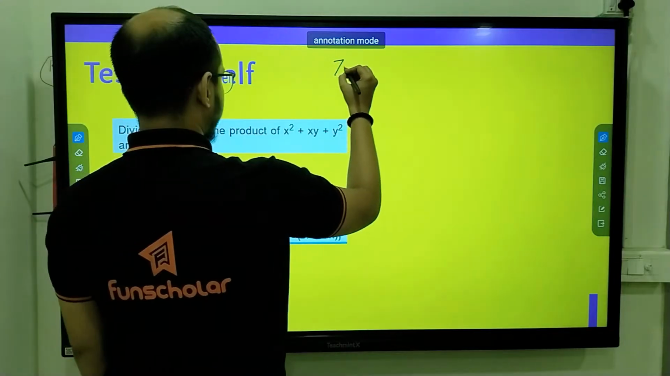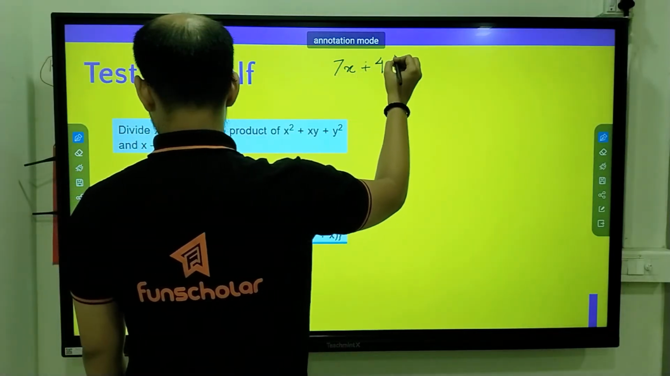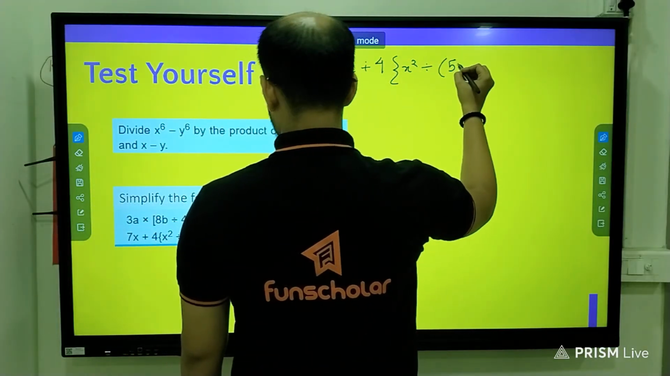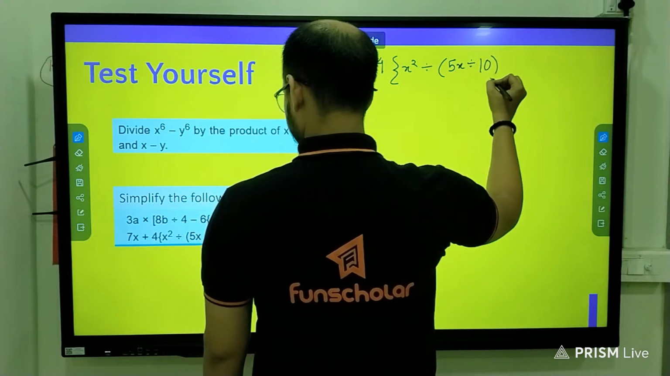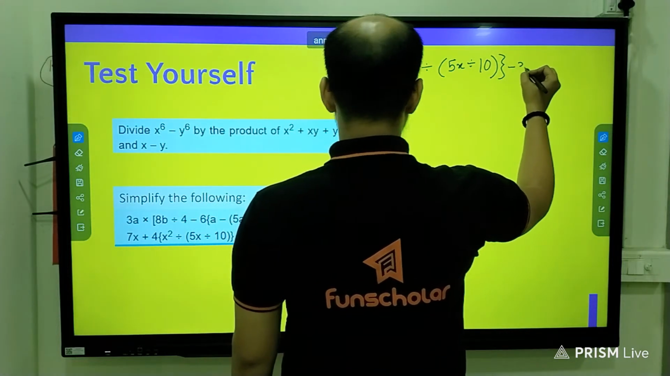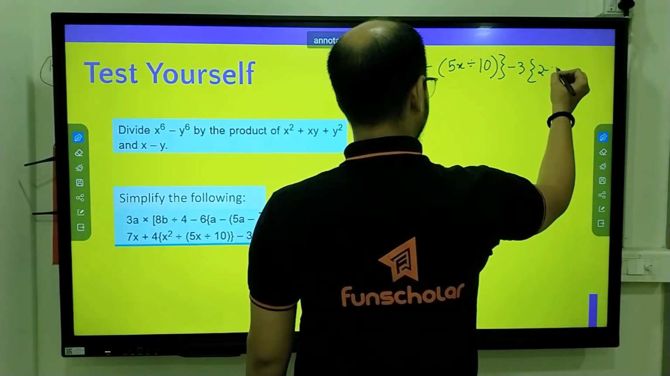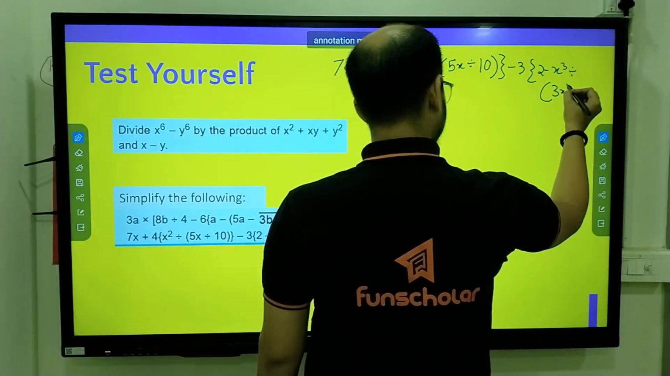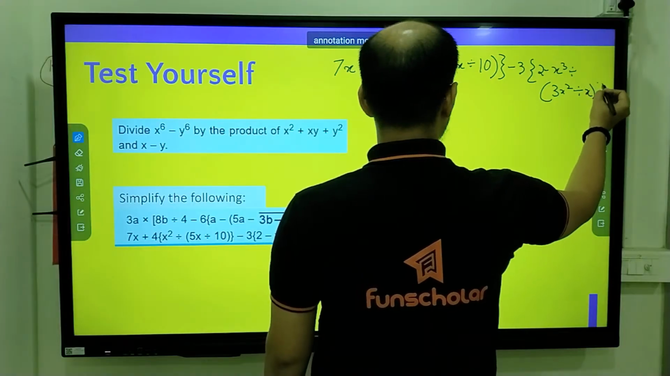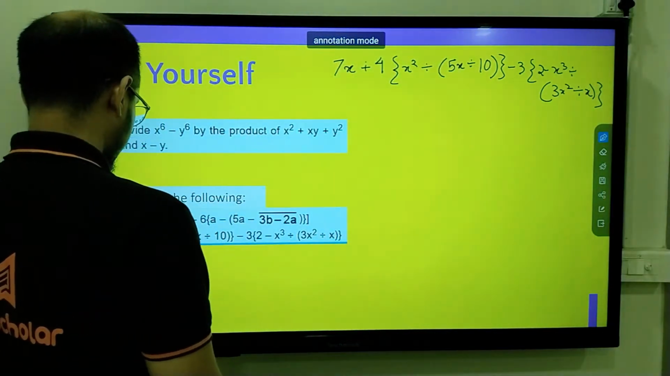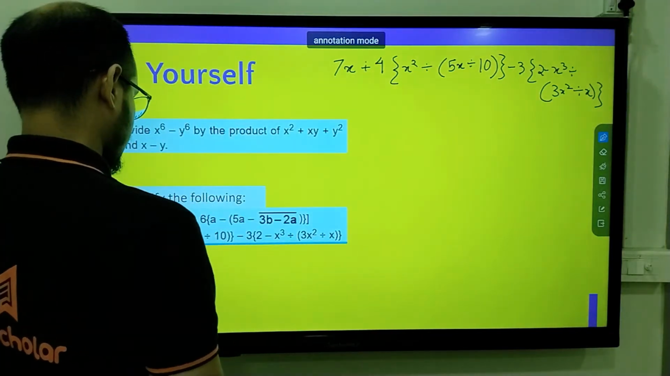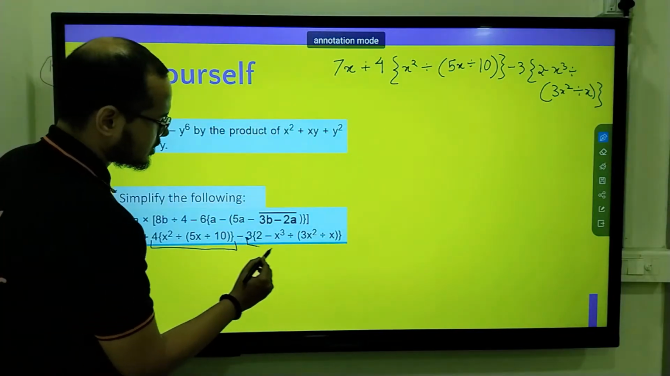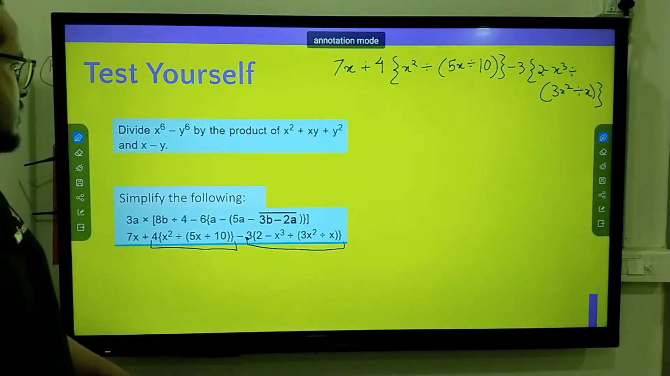Second one, we have 7x plus 4x square divided by 5x divided by 10 minus 3 into 2 minus x cube divided by 3x square divided by x. Right. Okay. As you can see in this sum, we can do this and this simultaneously. Okay. Let's start doing that.